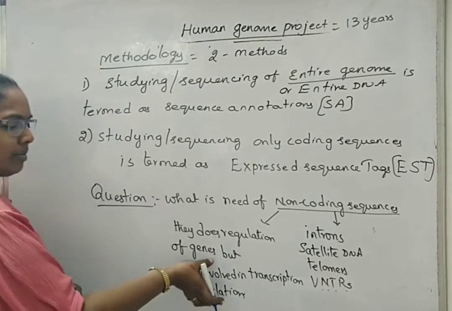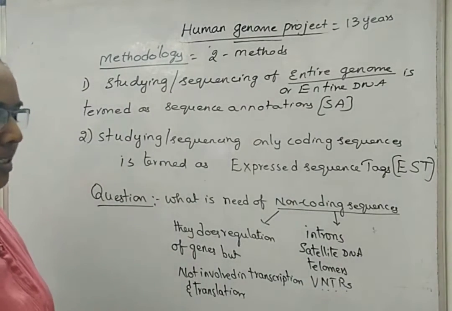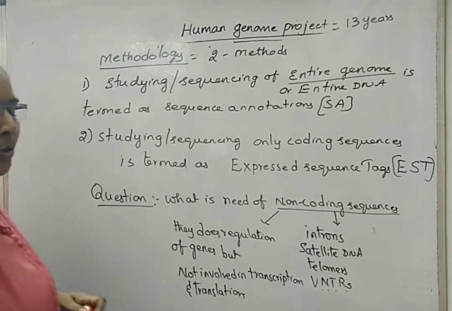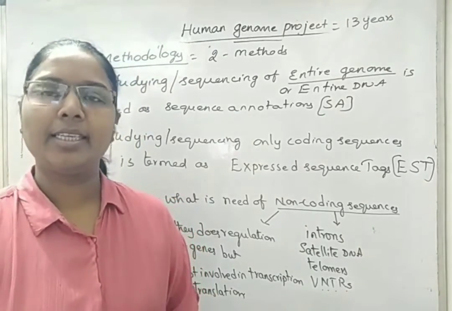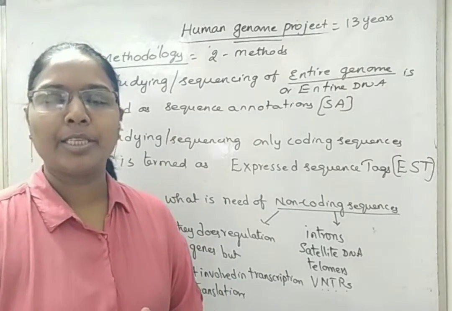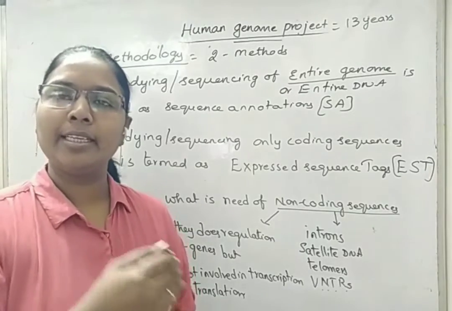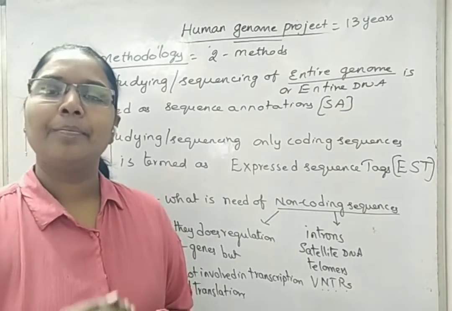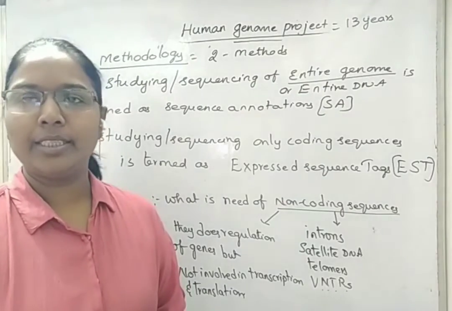Because of the lack of these two functions, they are called non-coding sequences. For the human genome project, if a gene sequence or DNA has to be studied, it first has to be cut in the presence of endonucleases. We need a host for entry and transportation of the DNA into the host. For this project, a vector is also needed.